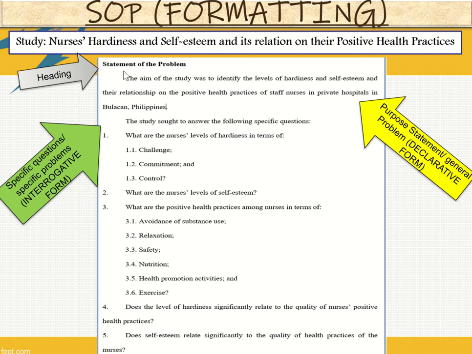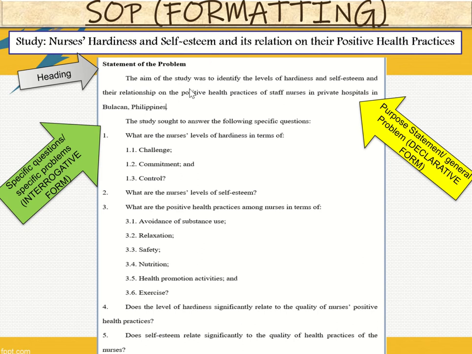So you write here, naka-bold, statement of the problem. Again, this is the section after the background of the study. So tuloy-tuloy lang siya. So again, the first sentence of the SOP is your purpose statement, or what we call the general problem in declarative form. And then this section, from here up to the last, is now our specific questions or our specific problems in interrogative form. Naka-question mark tayo. So this is how you're going to format your SOP.